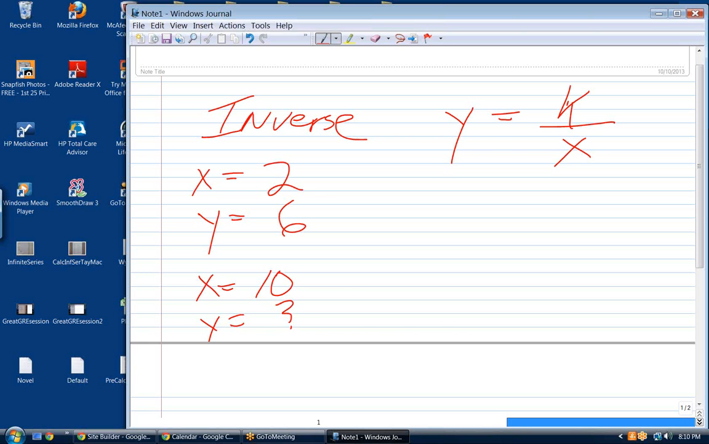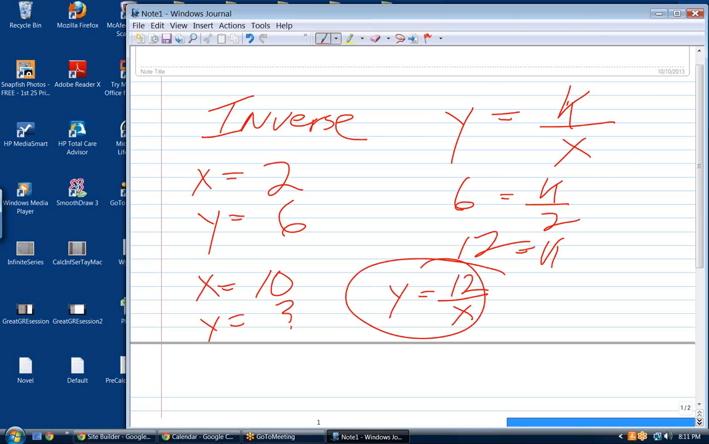Well, it's the same as before. You just plug it in and try and find k. So y equals, or I mean 6 equals k over 2. So k equals 12. Okay. So our equation now becomes this.